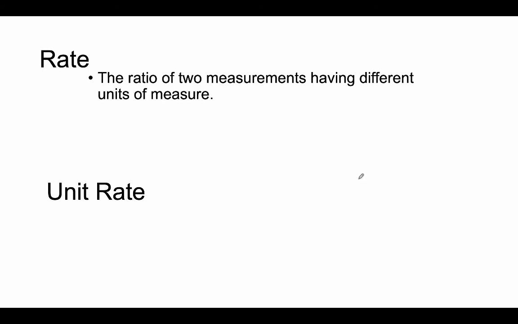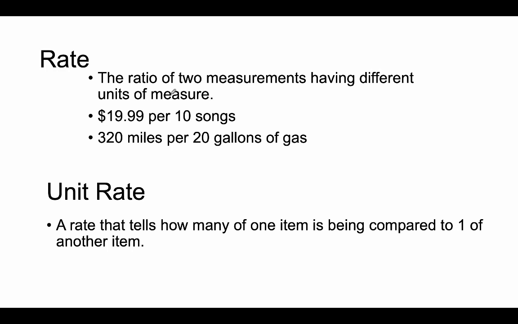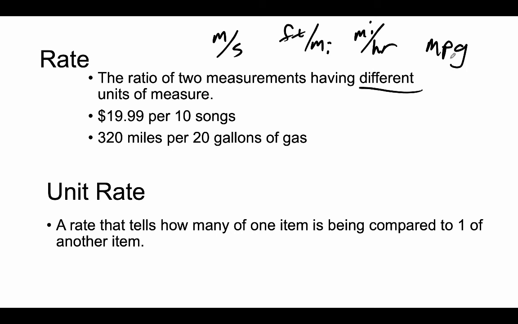Okay, next, rate. Rate: the ratio of two measurements having different units of measure. Where do we see this? It's $10.99 per 10 songs. Taylor Swift would be worth it. Okay, 320 miles per 20 gallons of gas. So you can see our different rates, different units of measurement. So we're talking meters per second, feet per mile, miles per hour. You've worked with these your whole life. Miles per gallon, okay? The big trucks outside, they don't get very good MPG, right?